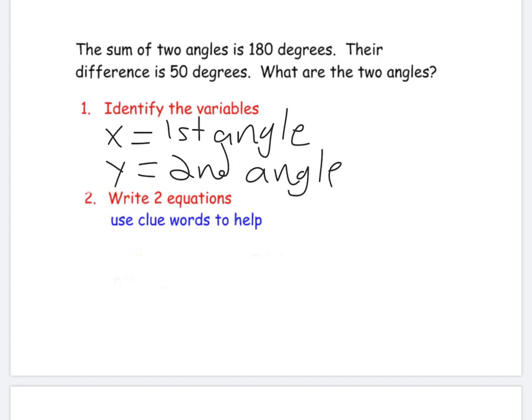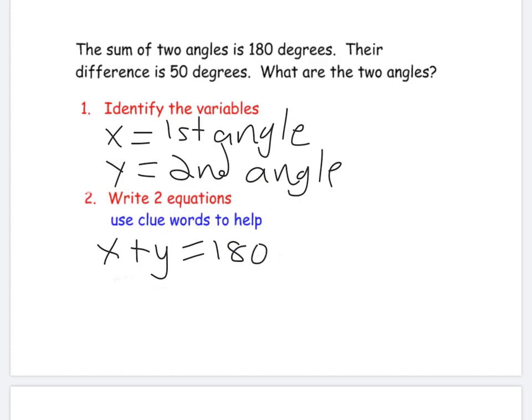The next step is to write two equations. Here you have to use the math words as clues to help you write your equation. I take this sentence by sentence. The first sentence says the sum of two angles is 180 degrees. Sum is the answer to an addition problem. And my two angles, as we defined in step 1, were x and y. So the addition problem was x plus y, or the first angle plus the second angle. And the sum is 180 degrees.